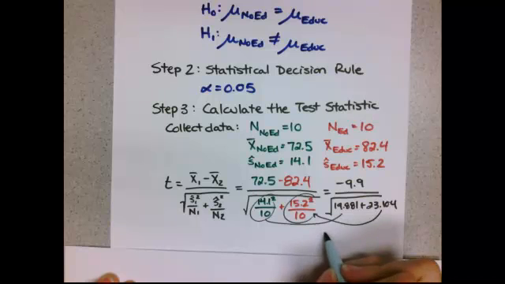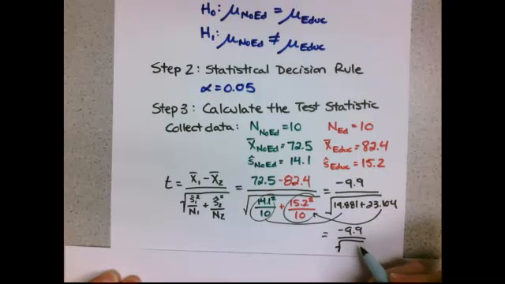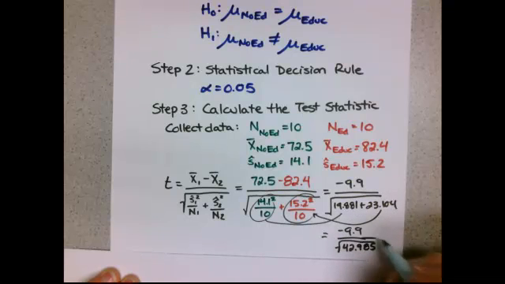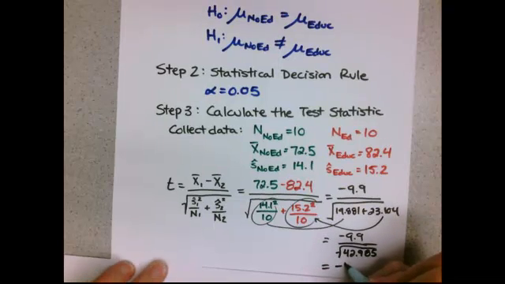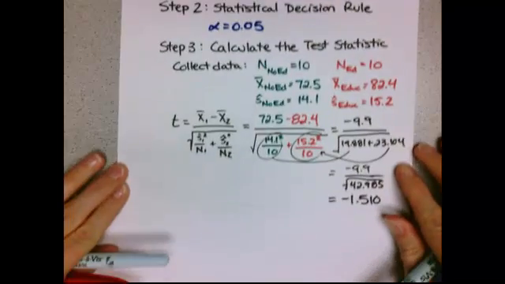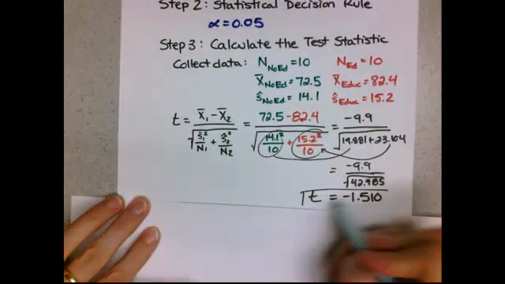Which then leads to negative 9.9 divided by the square root of 42.985, which is equal to negative 1.510. Okay, so this is our value of our t statistic that we've calculated.